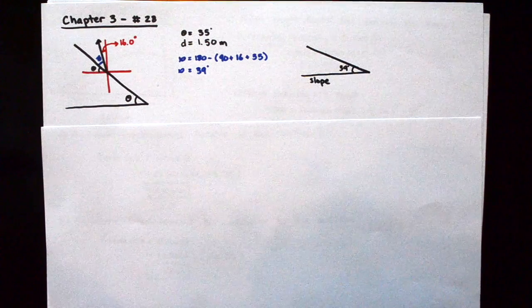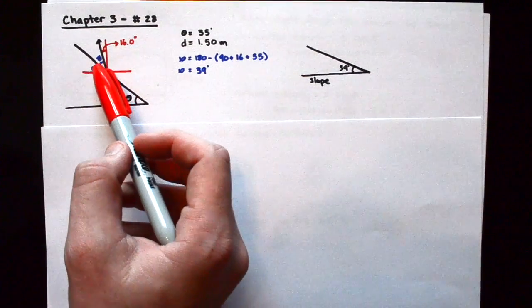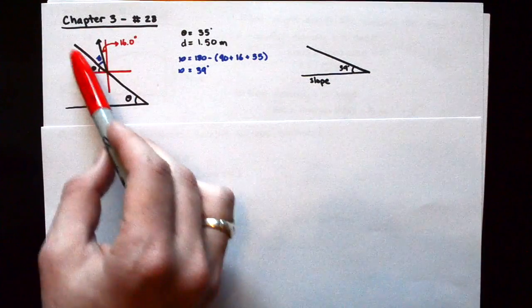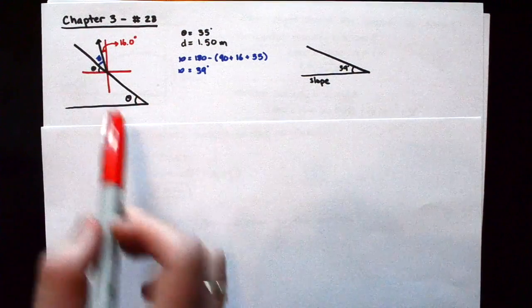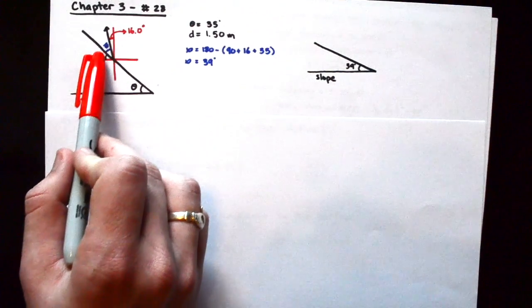Alright, so in order to start this problem, we first have to determine what this alpha angle is between the displacement of snow and the slope itself. So in order to do that, we know that there is an axis this way, and this is a total of 180 degrees.